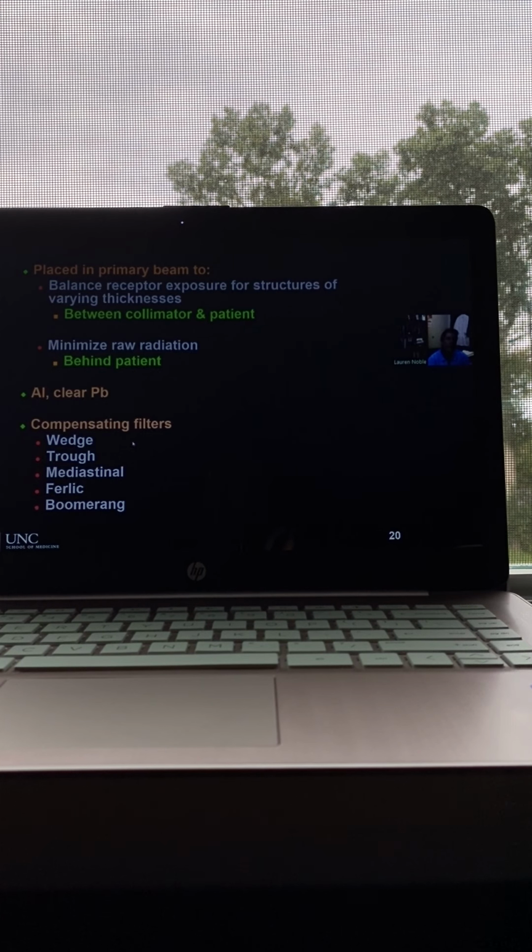So these devices are referred to as compensating filters because they're compensating for differences in the body structure. So we have wedge filters, trough filters, mediastinal filters, Ferlic filters, and boomerang filters. Did any of you all see filters being used in your rotations?